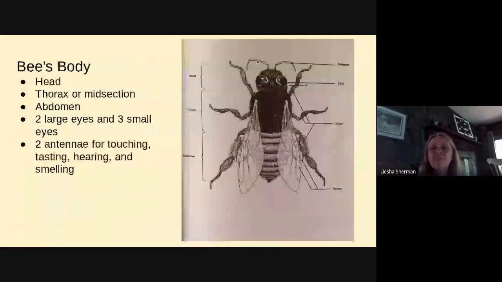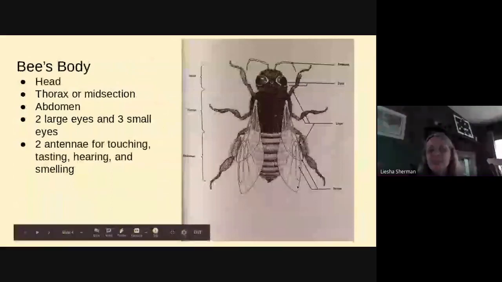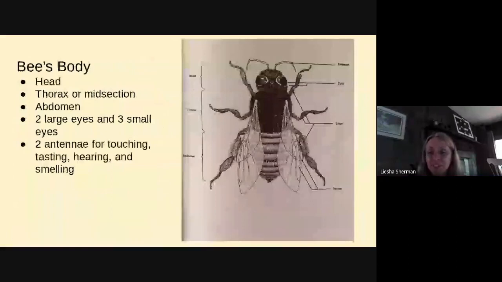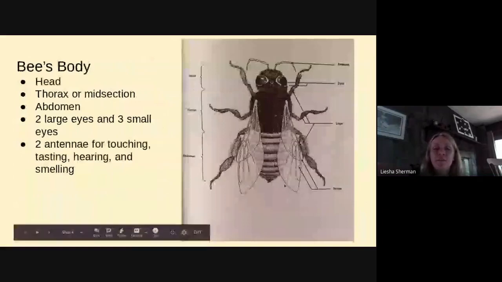You would notice the antennae, which are really important. The antennae actually are responsible for 4 senses. The antennae are responsible for touching, tasting, hearing, and smelling. You would take a close look at the legs. If you look at my picture, how many legs does the bee have? That's right, 6 legs. And you would take a close look at these wings. And you would see all the detail on them and take a really close look at them. So that would have been a cool thing that we could have done at Pinewood, but those are the parts of a bee's body.